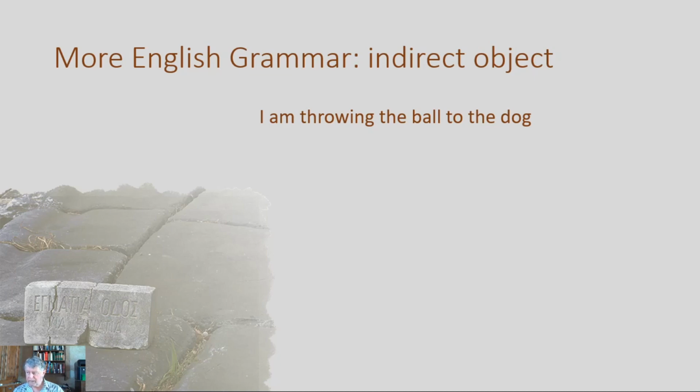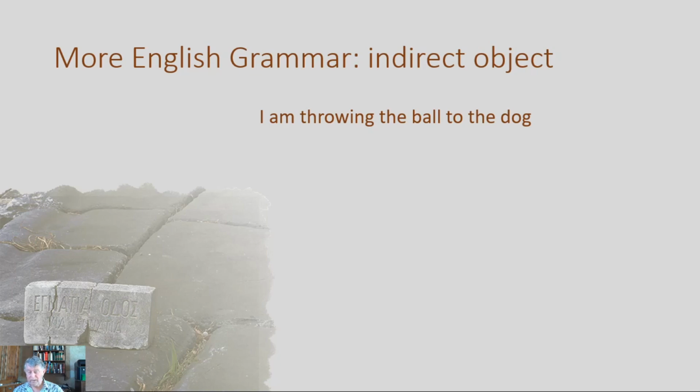But you've got this additional little phrase, to the dog. So where does the dog fit in this? Is the dog subject or object? Well, the answer is it is obviously a kind of object. It's being affected by the throwing. But it's not the thing that I throw. It's indirectly affected. And so, unsurprisingly, it's known as the indirect object.